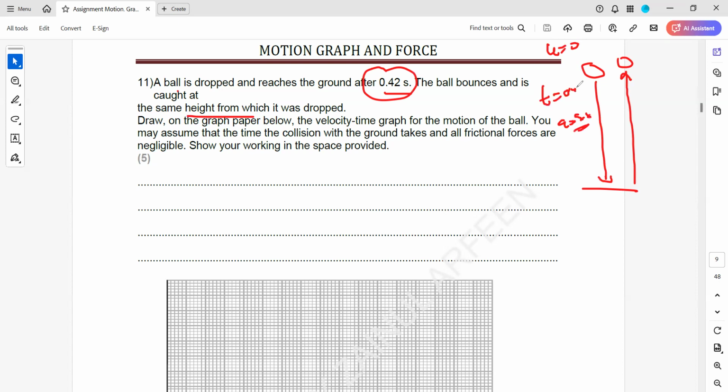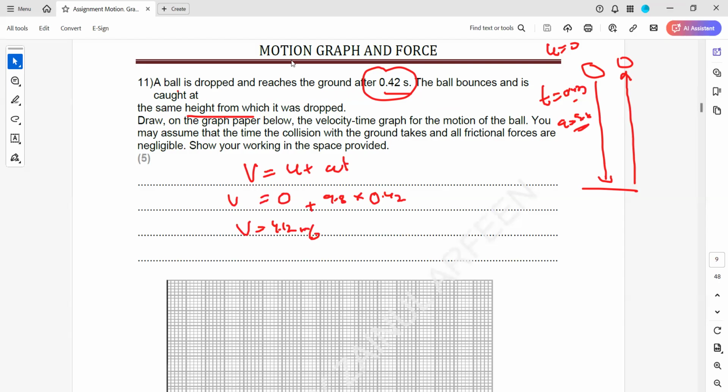So first we'll find at what speed it will hit the ground. So v is equal to u plus at. The initial speed is 0, acceleration due to gravity is 9.8, and the time it took is 0.42 seconds. So at what speed will it hit? 9.8 into 0.42. When you multiply them, we get 4.12. So the speed at which it hits is 4.12 meters per second.